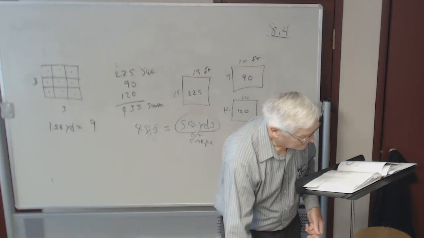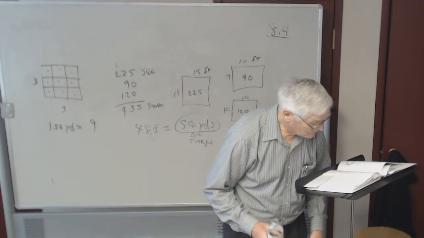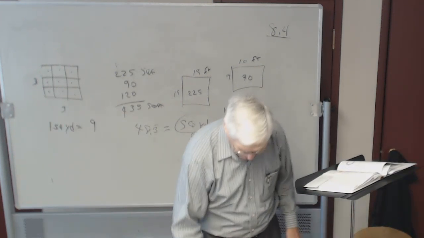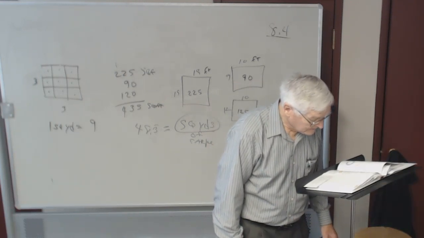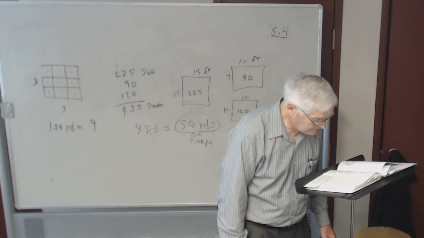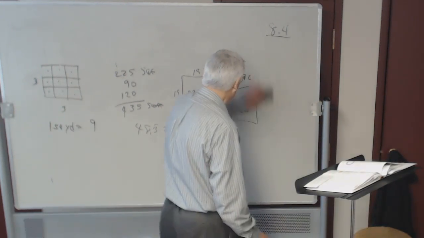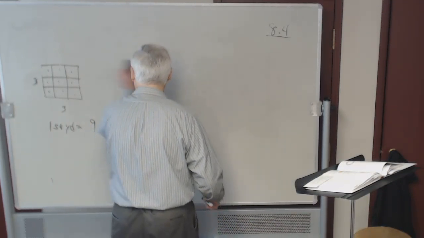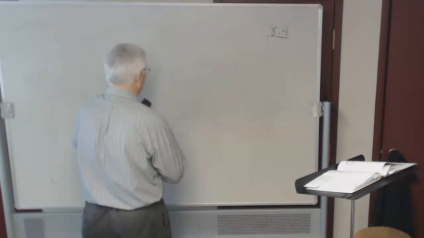Number 28. The Louisiana Superdome covers 363,000 square feet. I guess you know that the Superdome is the shape of a circle.